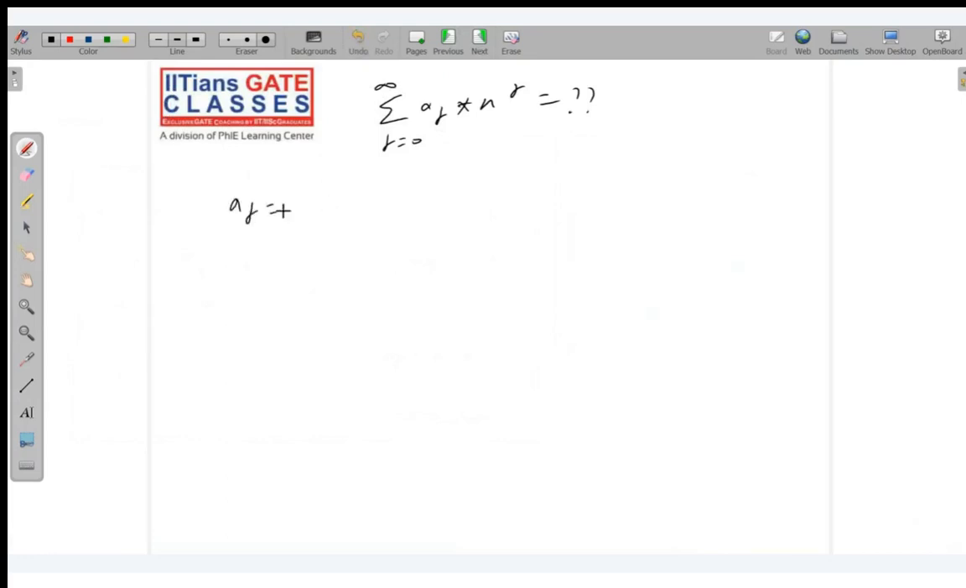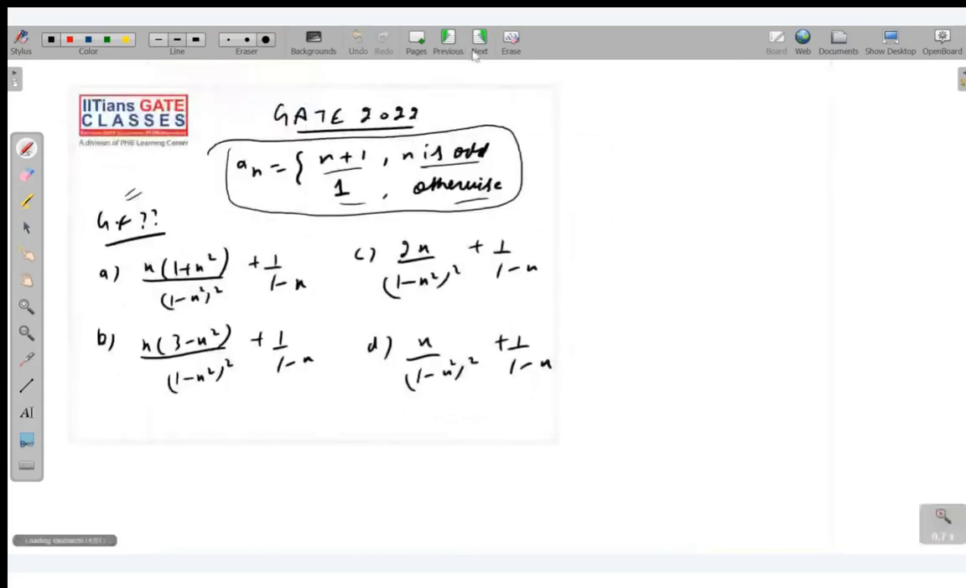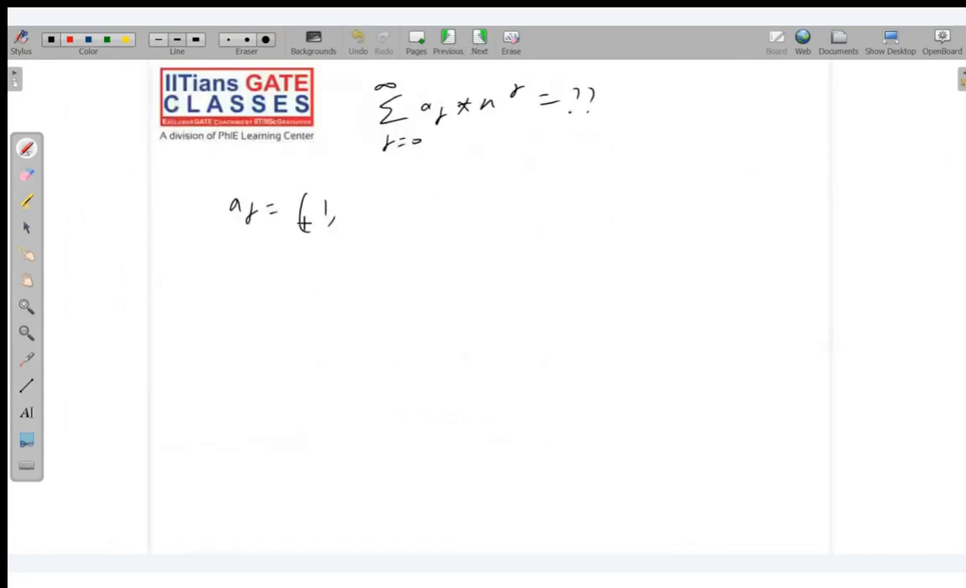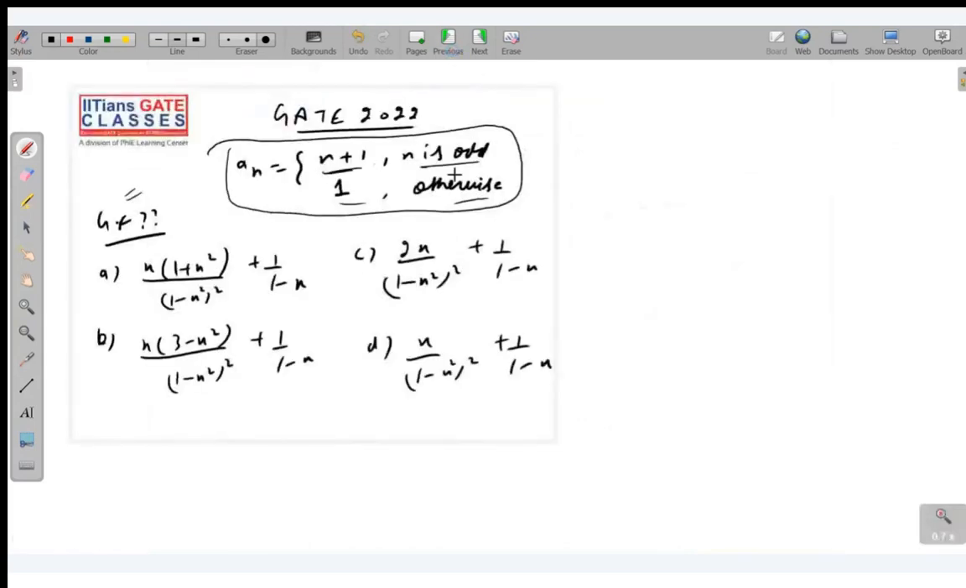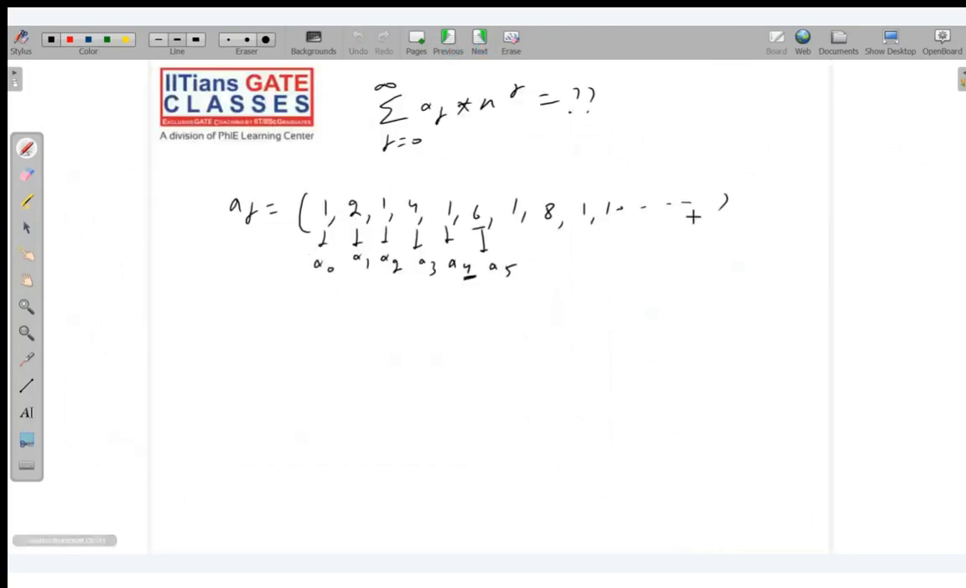So a_r will be 1 otherwise, n plus 1 when n is odd. For a0 it will be 1, then 2, then 1, then 4, then 1, then 6, then 1, then 8, then 1, then 10, and so on. Are you getting it? a0 is 1, a1 is 1 plus 1, 2, a2 will be 1 because it is even, a3 is odd, so n plus 1, that means 4. Then a4 is even, so it will be 1. I have simply written the sequence.